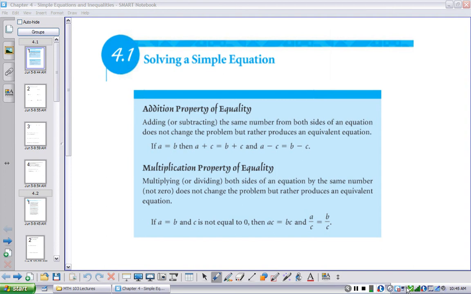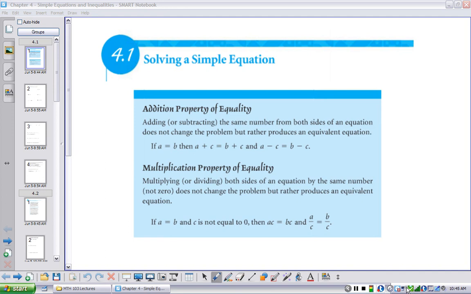One thing to remember about solving equations in general is that whatever you do to one side of the equation, you must do to the other. And this ensures that we have preserved equality. It preserves that the quantity is still the same. So whatever you do to one side, you must do to both sides of an equation.